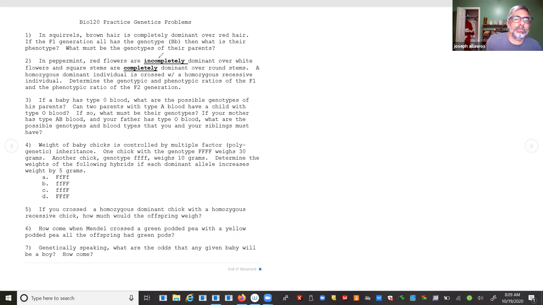So obviously, red flowers are incompletely dominant over white. That's important. Up here, I'm going to write red, and I'm going to stress incompletely dominant over white. I still have to assign alleles just like I always did, a big R and a little r perhaps. And there's a second trait: square stems are completely dominant over round.